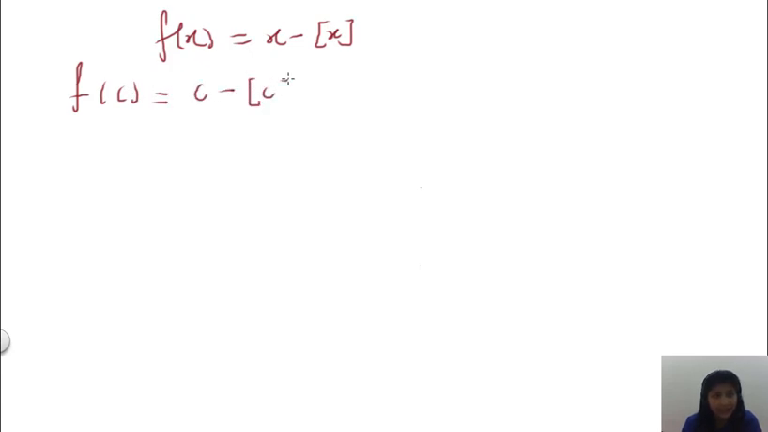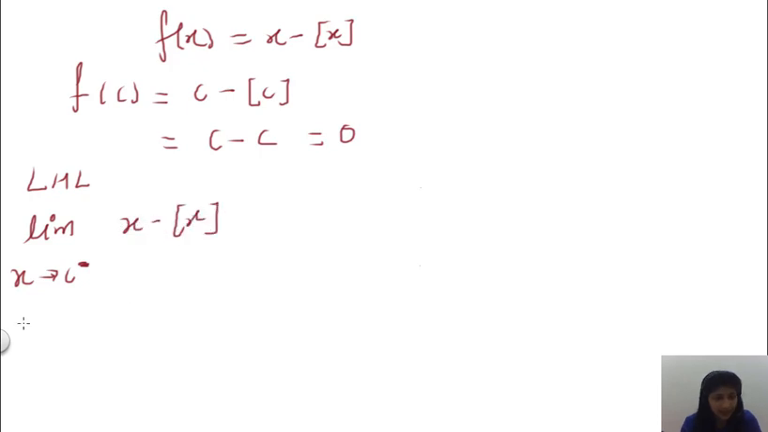The function is x minus greatest integer of x. So if I solve f of c, you see c minus greatest integer of c. If it is an integer, c will remain as c, so the answer will be 0. LHL: limit x tends to c minus of x minus greatest integer of x.